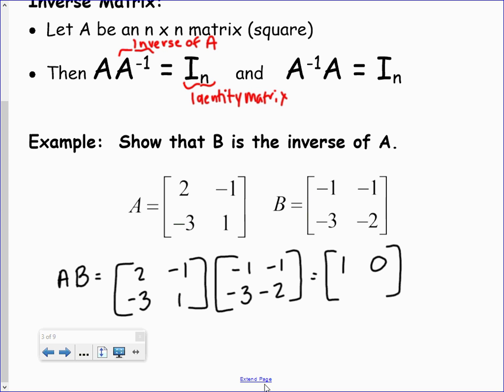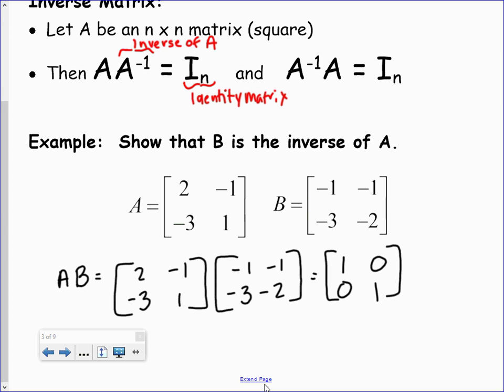Bottom row, -3 times -1, 3. 1 times -3, -3. That's 0. -3 times -1 is +3. 1 times -2 is -2. 1. Did it check? Yeah.